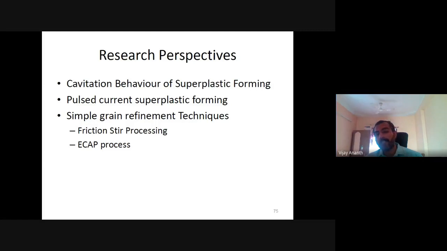And ECAP process is another process, which is also used to reduce the grain size, right? By reduction in grain size, automatically we will get a very high elongation through this superplastic forming. So these are all the areas we can do research in this superplastic forming, right?